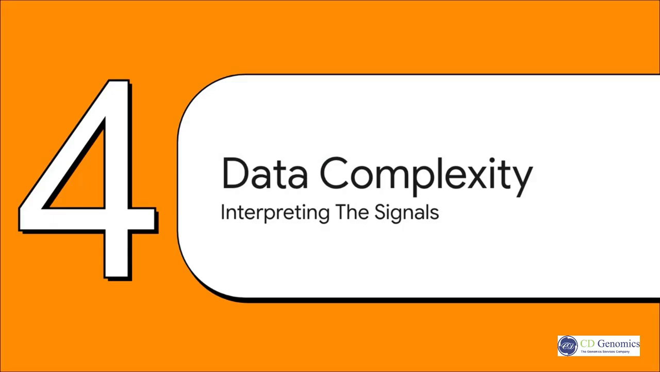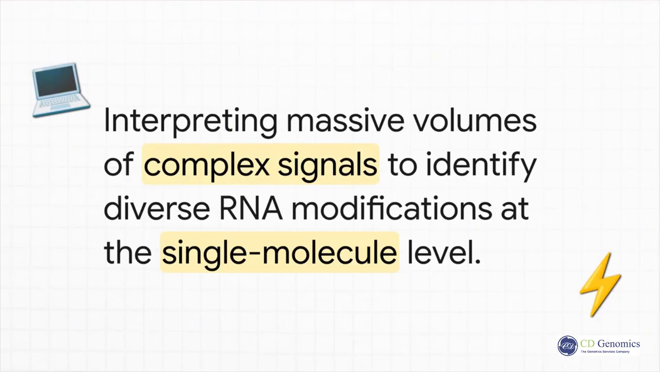All right, Part 4, conquering data complexity, or how we actually interpret these signals. Now you might be wondering, what's the catch? Well, getting all this pristine biological truth introduces a pretty massive technical hurdle. Translating millions of raw ionic current disruptions into an accurate map of RNA modifications requires intense, highly specialized bioinformatics horsepower. We aren't just looking for A, C, G, and U anymore. We're trying to identify the subtle electrical variations of over 160 different modifications.